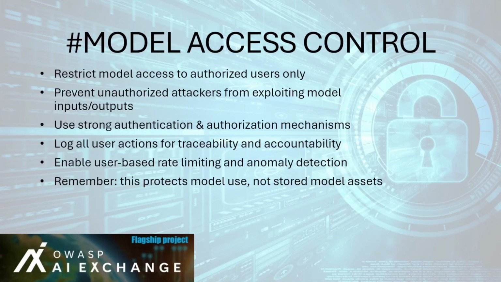Implementation tips are as follows. 1. Apply multi-factor authentication or MFA for access to model APIs or interfaces. 2. Use role-based access control or RBAC to ensure users only access what they need. 3. Implement session management and timeout policies to prevent token misuse. 4. Log all model interactions to establish accountability and support forensic analysis. And 5. Integrate access control with rate limiting, or the #rate limit control, and monitoring with the #monitor use control to detect abuse.